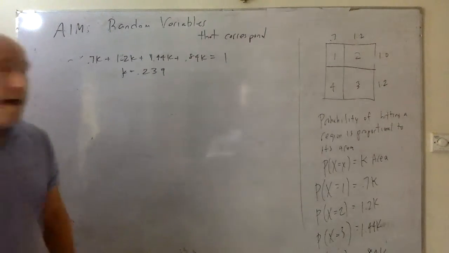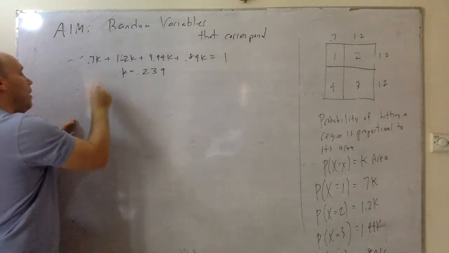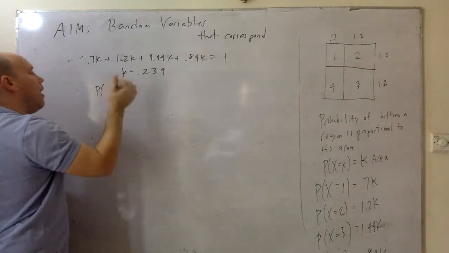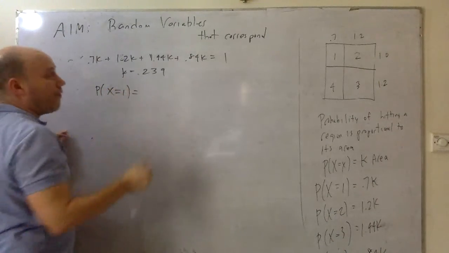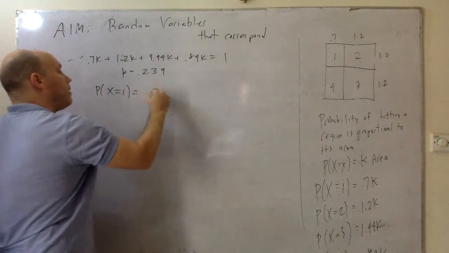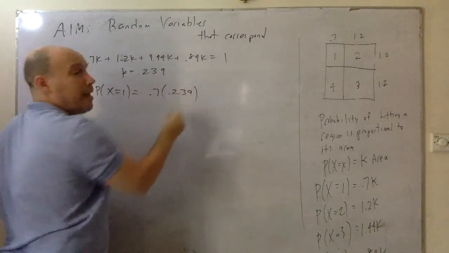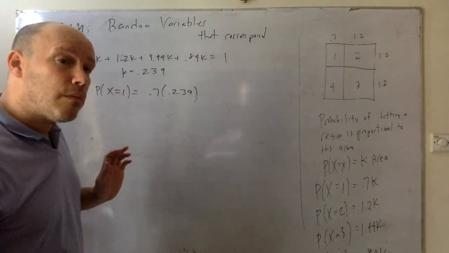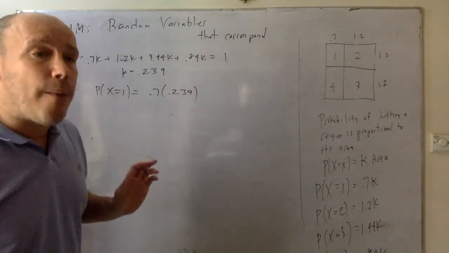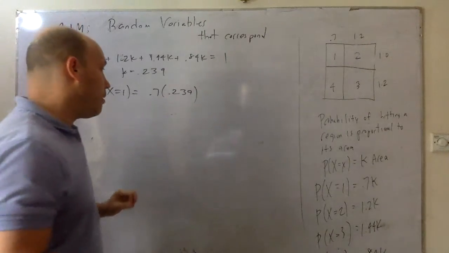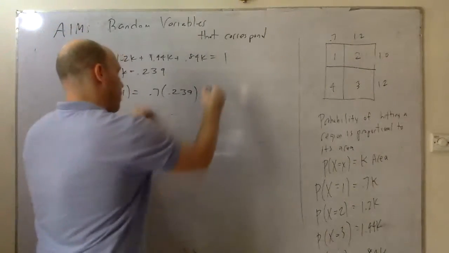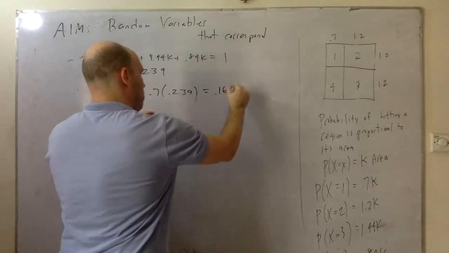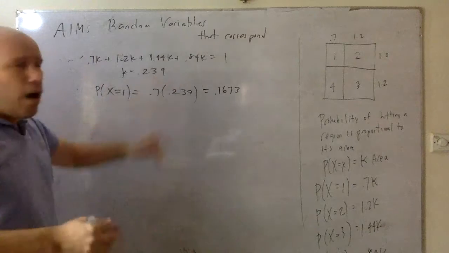So, I could say, what's the probability that X equals 1? You would say, fine, it's 0.7 times 0.239. 0.7 times 0.239 is 0.1673. So that's the probability that X equals 1.